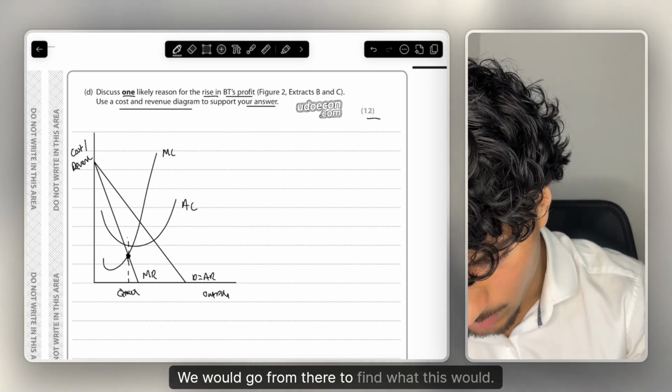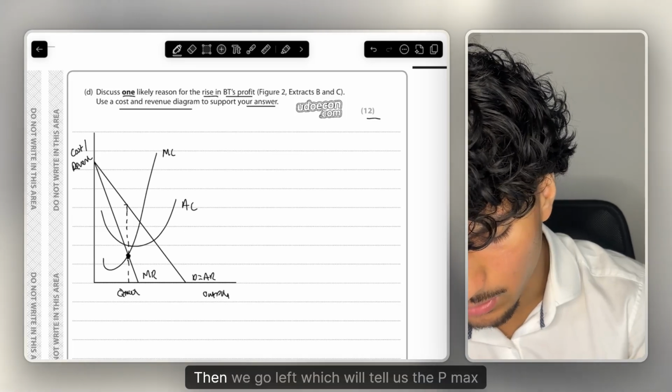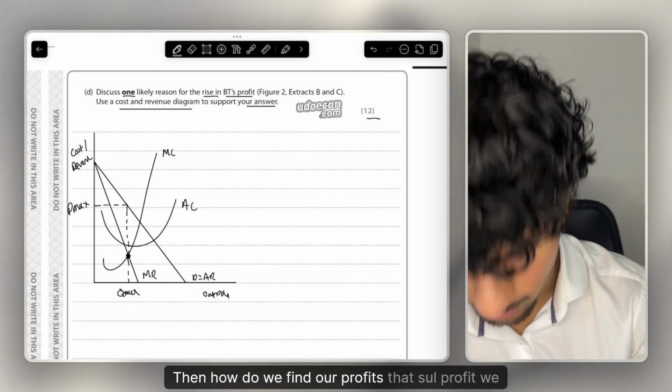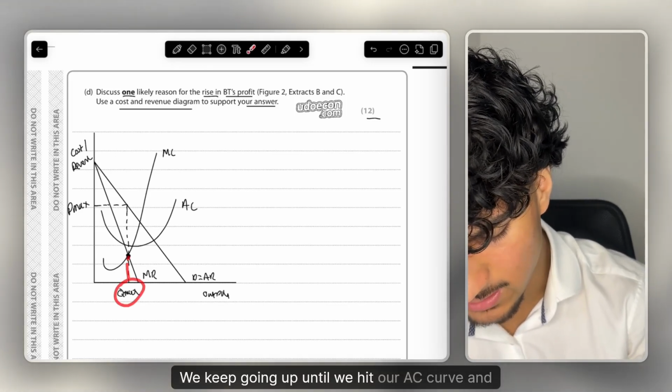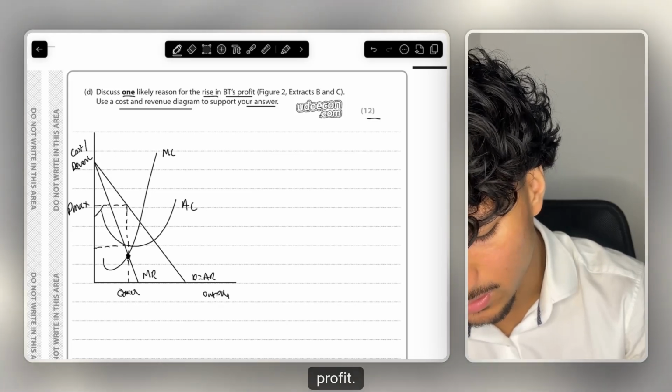We go up from there until we hit our D equals AR curve, then we go left, which will tell us the P max price. Then how do we find our profits? That's supernormal profit. We go from Q max, we keep going up until we hit our AC curve, and this will now tell us our box of supernormal profit.